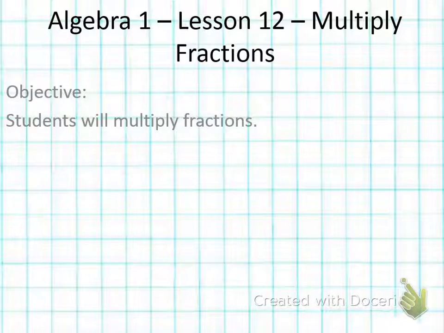And this is just a basic concept, again, that you need to know in math. Multiplying fractions, you're just going to see them all through your math life. And it's important to use them in real life because sometimes you have to multiply things out.